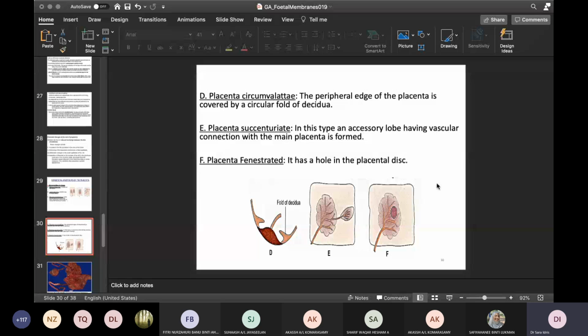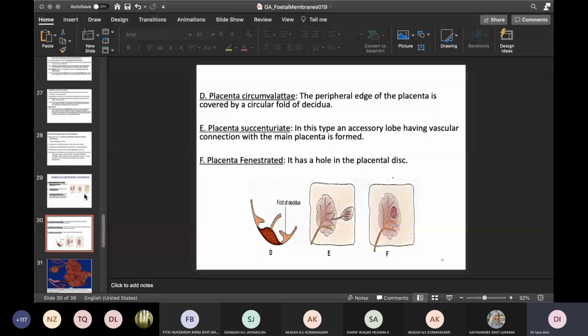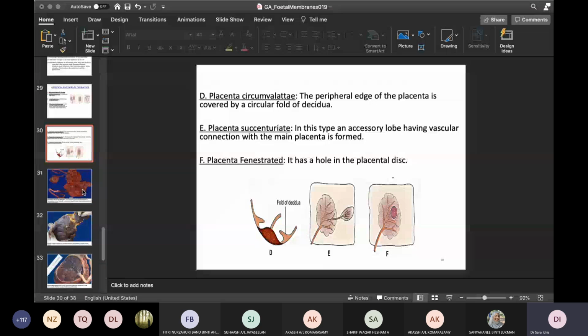Other than that, you have placenta circumvallate, where the peripheral edge of the placenta will be covered by a circular fold of decidua. Okay, so at the side of the placenta here, instead of the decidua being at the sides nicely, you can have the decidua covering it. Okay, placenta succenturiata is when you have an accessory lobe. Or you have a fenestrated placenta where you have a hole in the placenta. Okay, so it looks fenestrated.